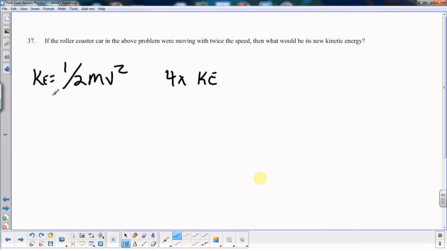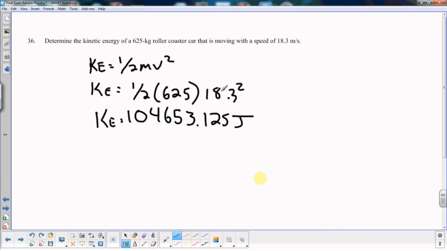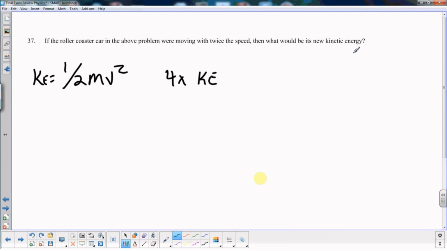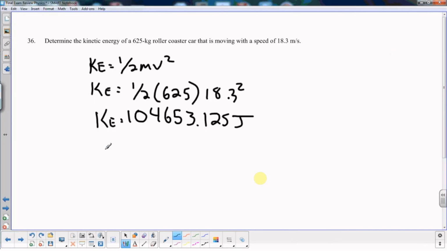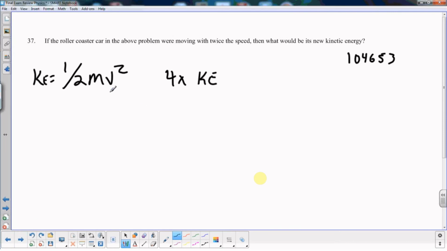So we had 104,653 joules from a velocity of 18.3. So let's see, our new velocity is 18.3 times 2, which is 36.6.